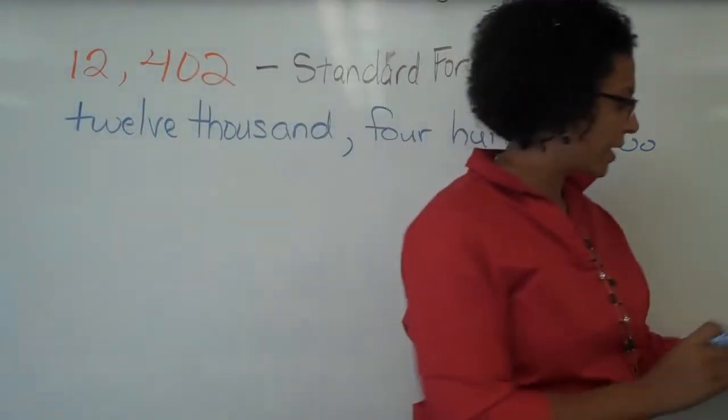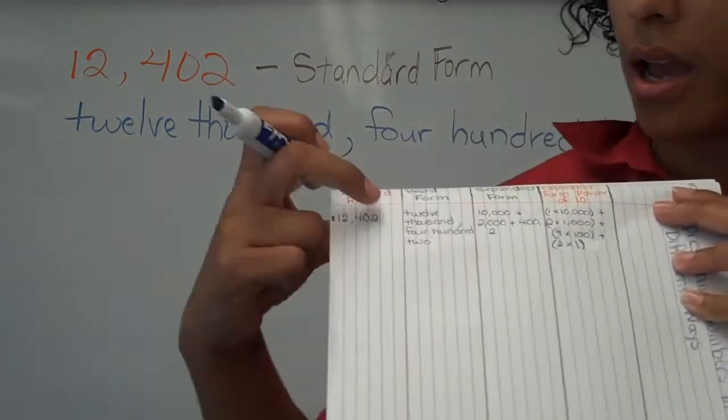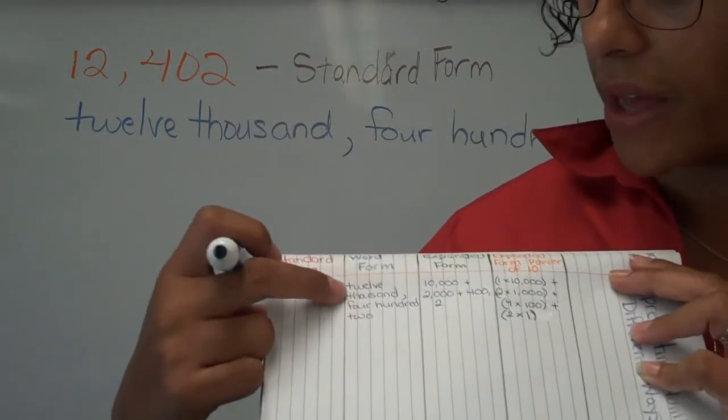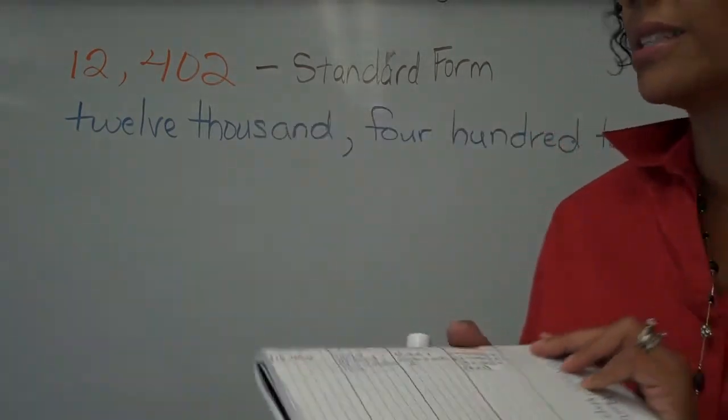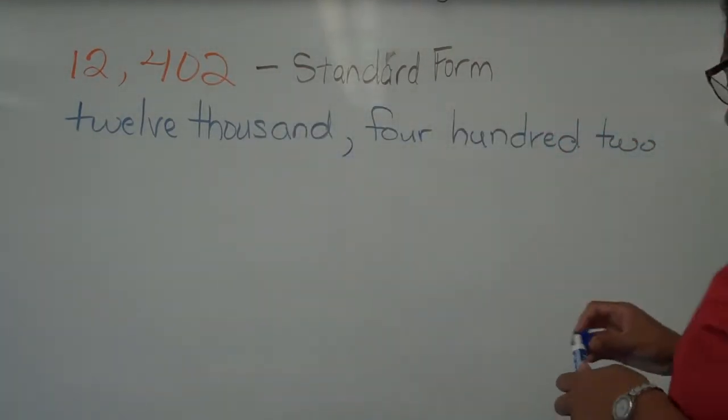I'll show you my notebook again. I did the same example in my notebook. Look, I wrote down 12,402. Hopefully we can see that. All right, so this is my word form.